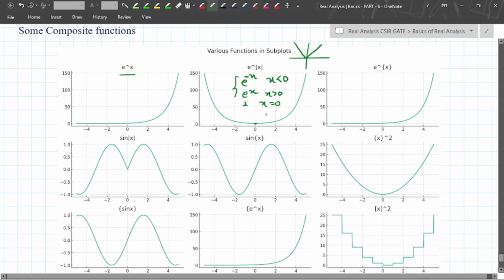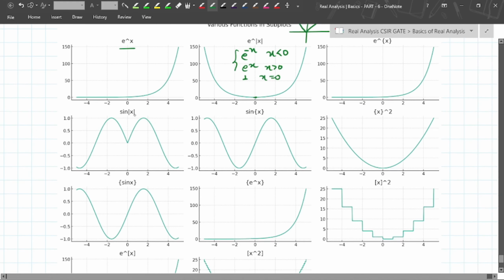It is not 0 here, no, it will not be 0. It will be 1 here. Its range you can't say easily; if you magnify this, you can get the fractional part function. Then if you take sine mod x, this is sine mod x, not mod sine x. Mod sine x takes positive values only. Sine mod x is something like this.